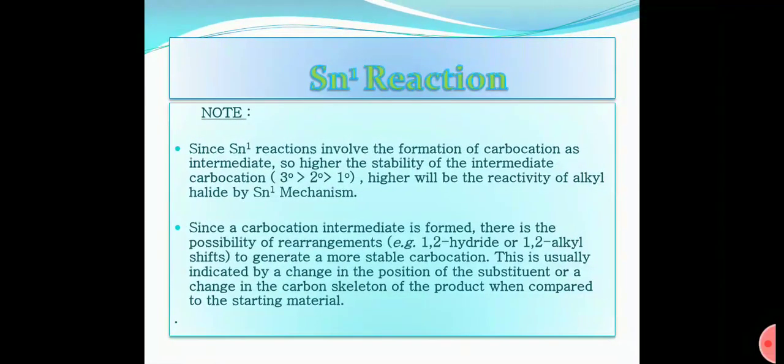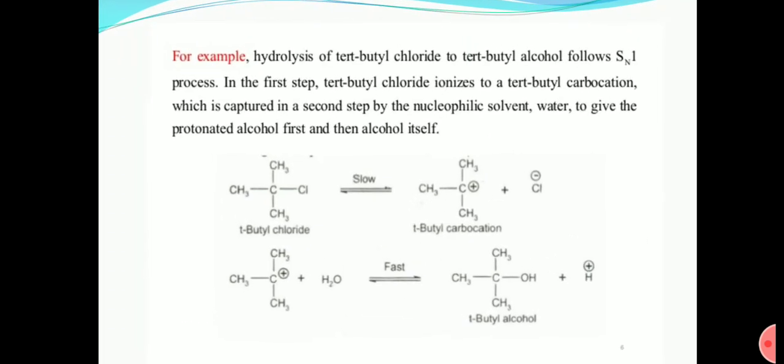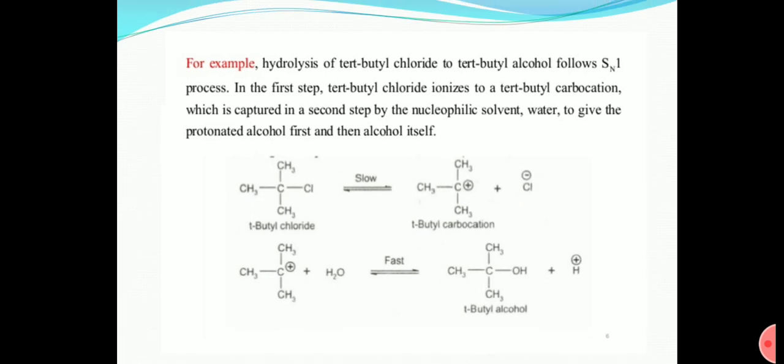So this is the important thing we have to remember in SN1 reactions. And the next is we can see the different examples from here. Here we took hydrolysis of tertiary butyl chloride. So it's a slow reaction in which ionization takes place and gives tertiary butyl carbonium ion. And in the second step, it reacts very fast with the nucleophilic solvent, giving the alcohol product, tertiary butyl alcohol.